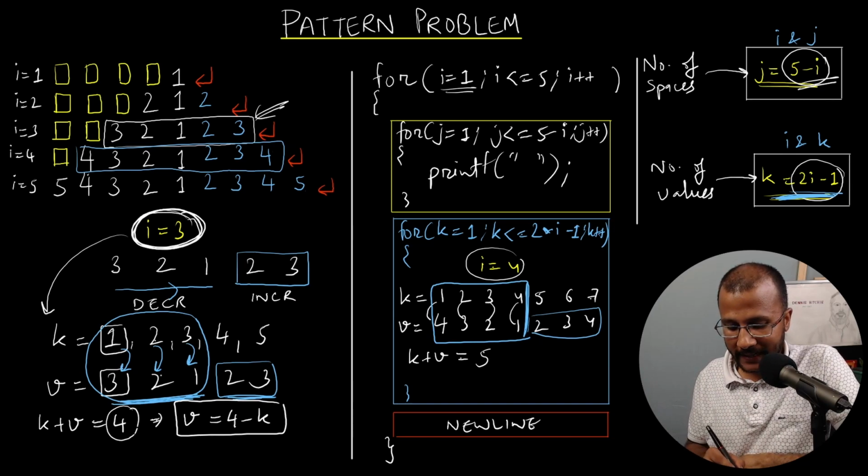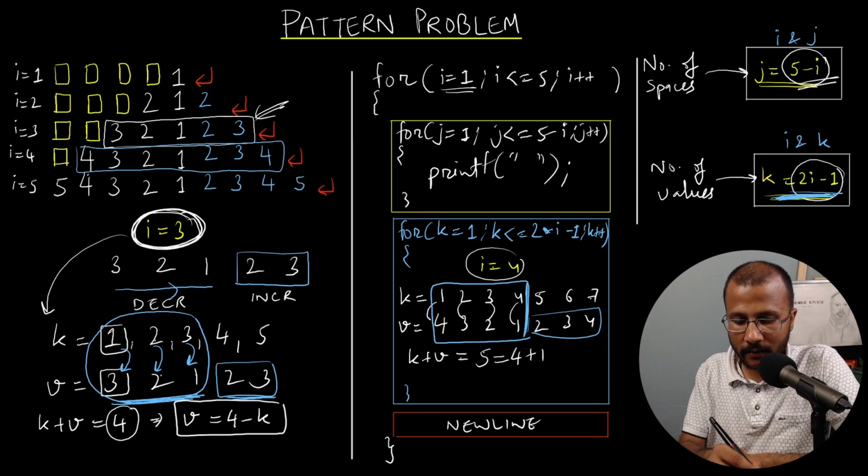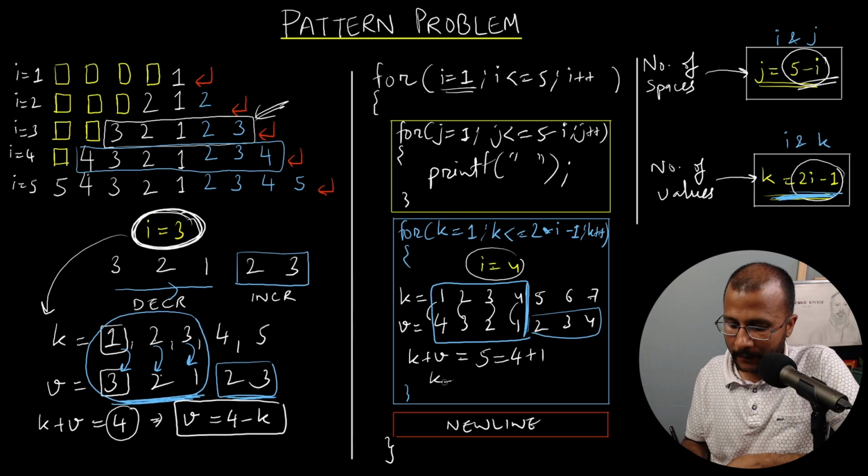Now this is not exactly 4, right? How do I get this 5? It is 4 plus 1. This 5 is nothing but 4 plus 1, and this 4 is nothing but i. So in this case, I can write this as k plus v is equal to i plus 1.